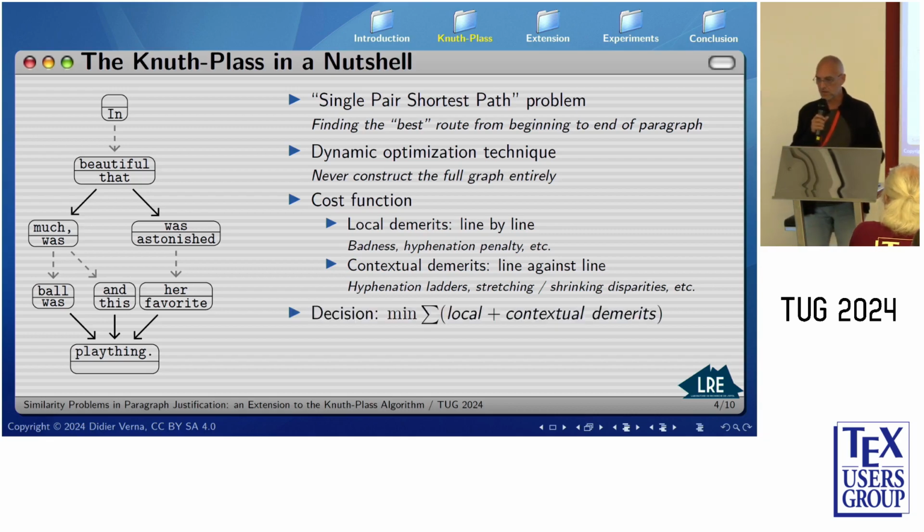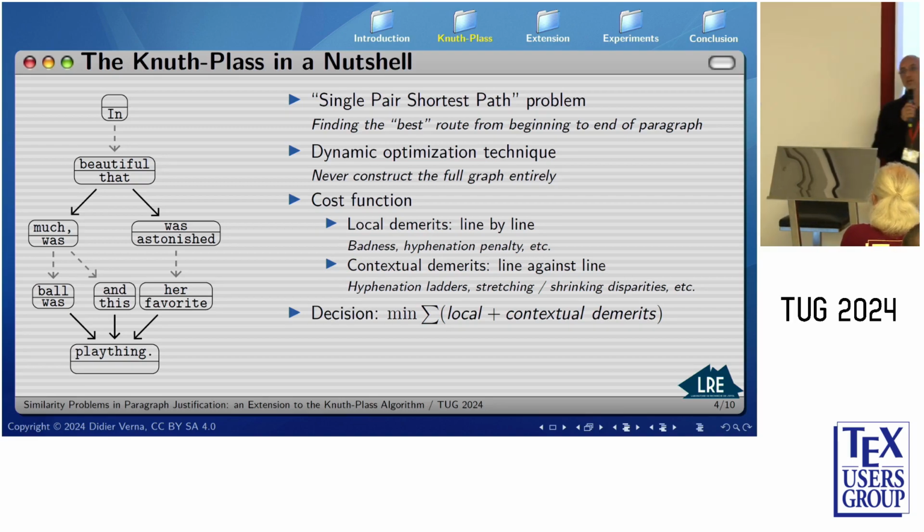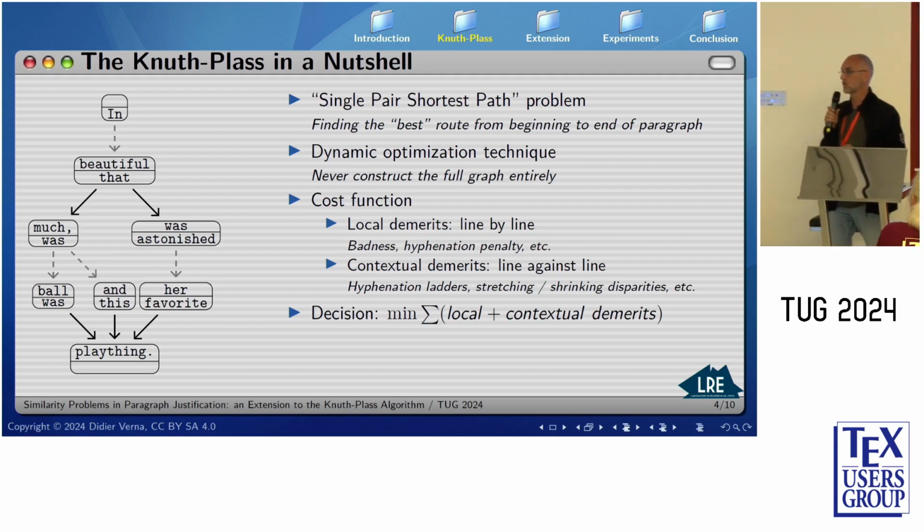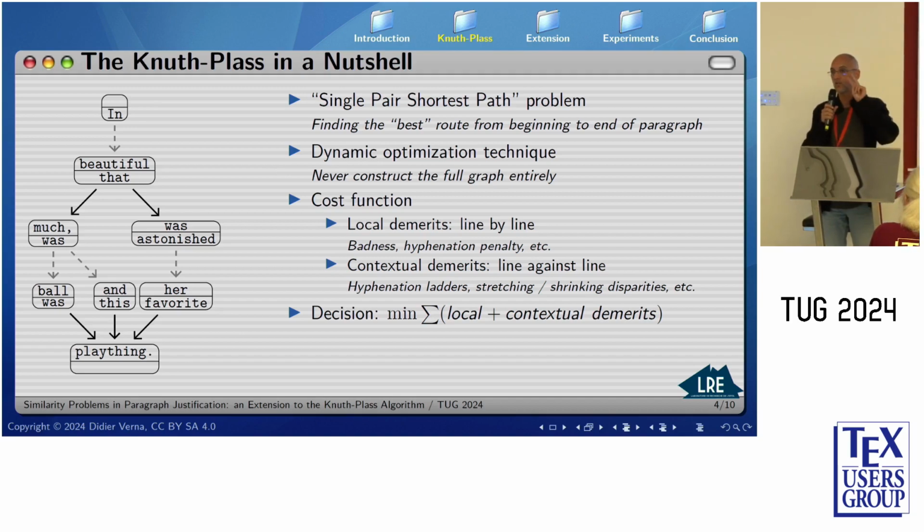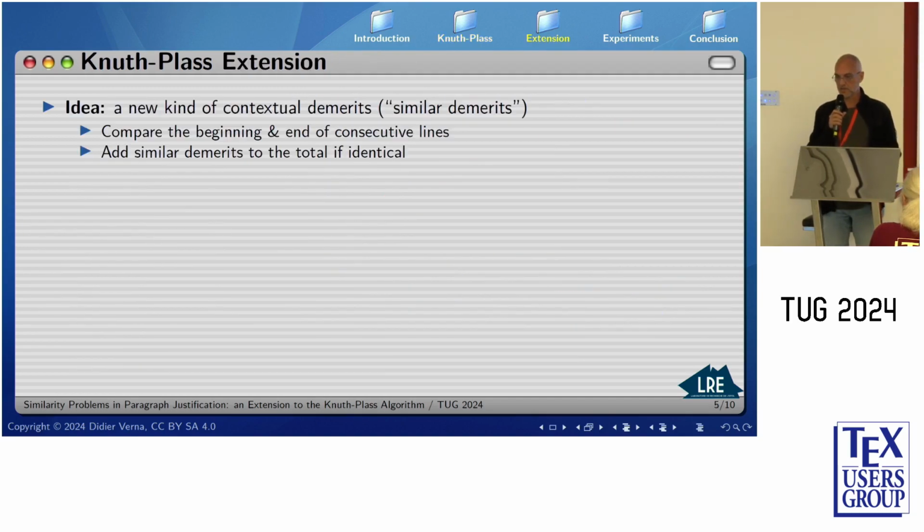And finally, the final decision consists simply in minimizing the sum of the local demerits for every line and the global demerits, the contextual ones. So this is the gist of the Knuth-Plass. And what is of interest for us is the contextual demerits, because in the Knuth-Plass algorithm, there is already a place in which two consecutive lines are looked up and investigated.